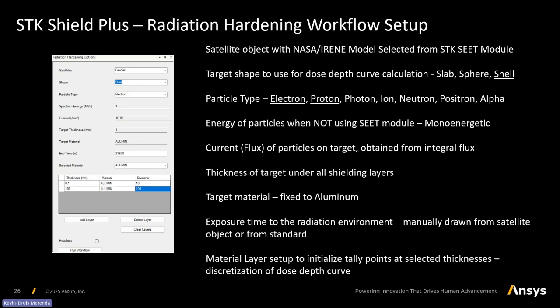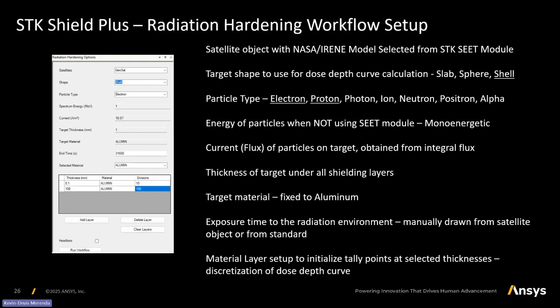We have to define the current and the flux of particles on the target that will actually define the total amount of radiation as a function of thickness. So those dose depth curves are generated for a given environment and a given exposure, and we have to account for that. Very easy to regenerate if you change the exposure time. You have to define the thickness of the target on the inside of all the shells. And then we have to define the exposure time and the different types of materials.